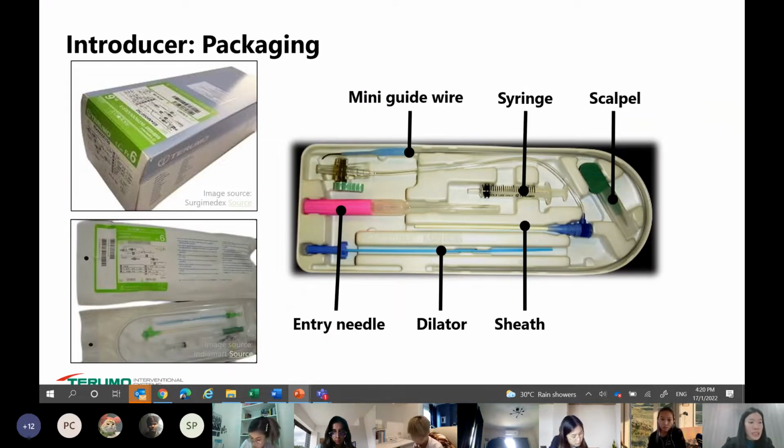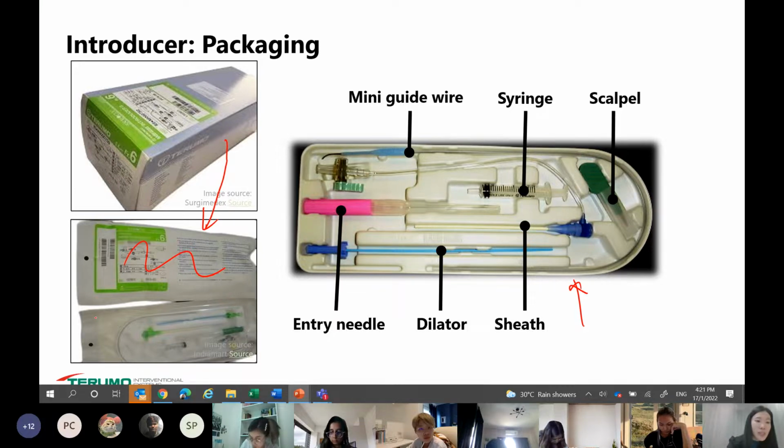The introducer is packed in cartons and boxes for, of course, easy shipment handling. In the boxes here, you'll be able to see a very standard blister pouch. The outer surface of this pouch is not sterile. What is sterile is what's within the pouch itself. This packaging comes in a tray. This tray is also sterile, but sometimes it just comes as loose accessories.